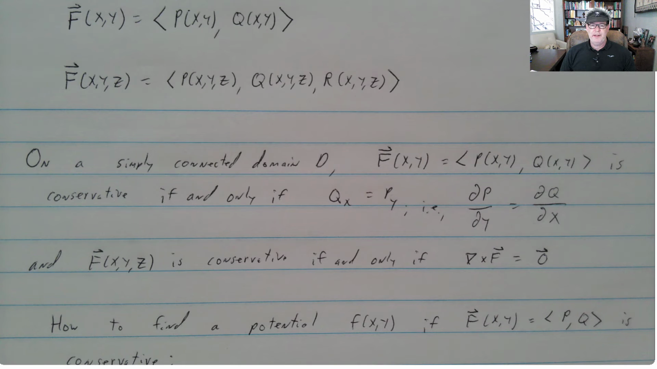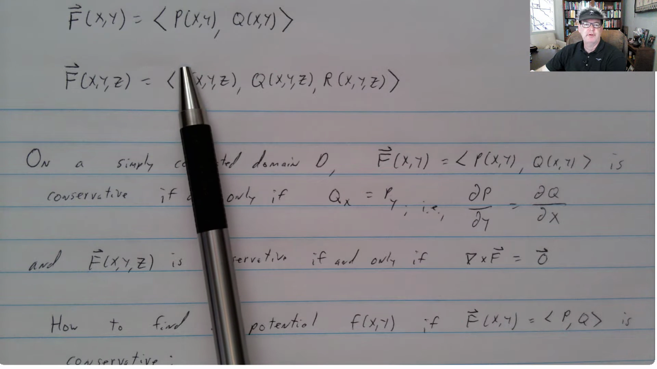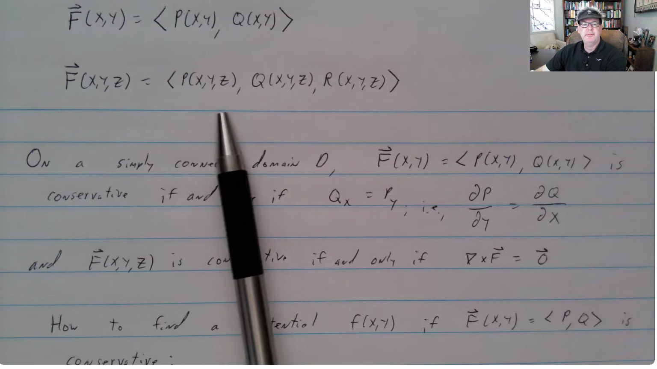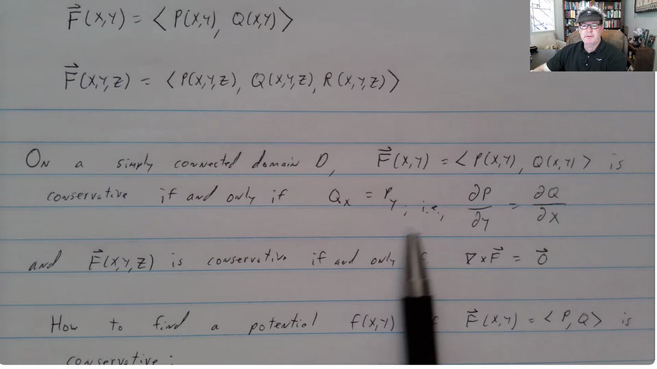Good day, everybody. Today I hope to make a quick video on how to find a potential for a conservative vector field. So first, a little preliminaries. I'll use the notation for a two-dimensional field P and Q of X and Y, or three-dimensional P, Q, and R. And then we have the result for a two-dimensional field.